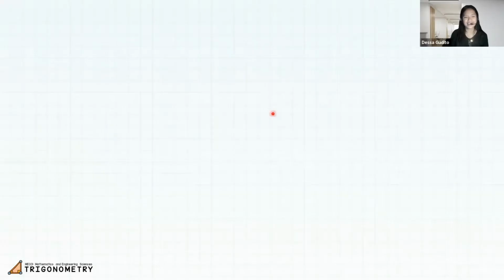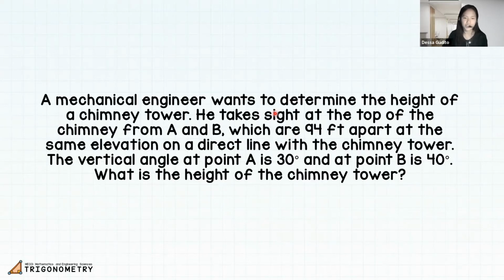Hello, my name is Dasa and I'm going to discuss two problems related to trigonometry. So the first problem is: a mechanical engineer wants to determine the height of a chimney tower. He takes sight at the top of the chimney from A and B, which are 94 feet apart at the same elevation on a direct line with the chimney tower. The vertical angle at point A is 30 degrees and at point B is 40 degrees. What is the height of the chimney tower?